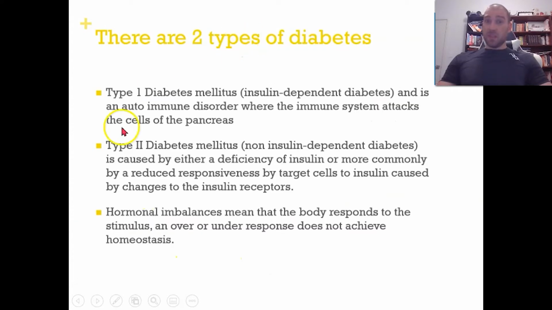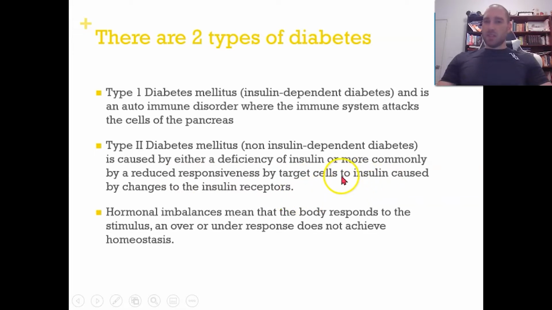So there are two types of diabetes. Type 1 diabetes used to be called juvenile diabetes. It's insulin-dependent diabetes, and what that means is your immune system has attacked the islets of Langerhans cells in your pancreas, and means that they don't produce insulin anymore. So you just don't produce insulin. In type 2 diabetes mellitus, so this is non-insulin dependent diabetes, it can be caused by a deficiency of insulin, but it's more commonly caused by the cells in your body not responding to the insulin that you're producing anymore.